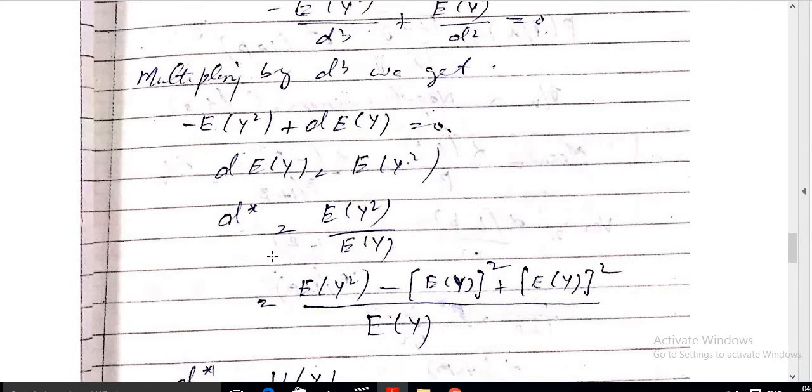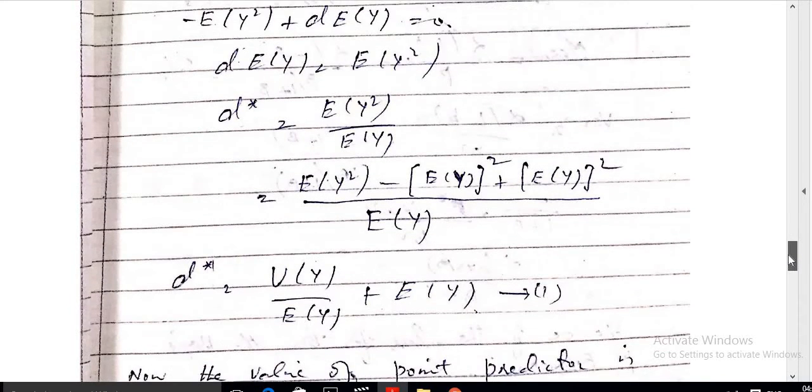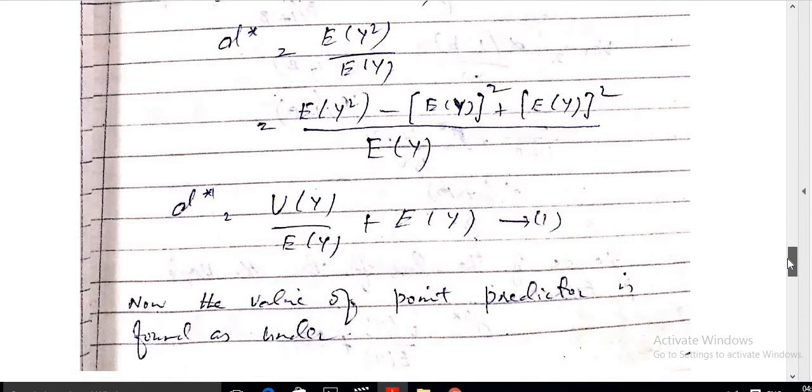From here I have d star equal to expected value of y square divided by expected value of y. Expected value of y square may be written as expected value of y square minus expected value of y whole square, plus expected value of y whole square, divided by expected value of y. Now the above is the variance of y plus expected value of y squared, divided by expected value of y. So this will be expected value of y, and this will be the variance of y over expected value of y.